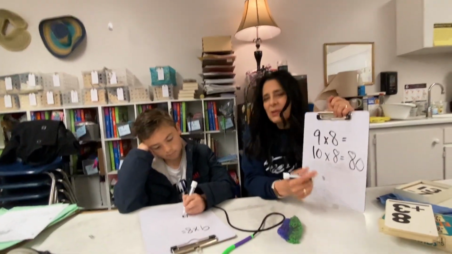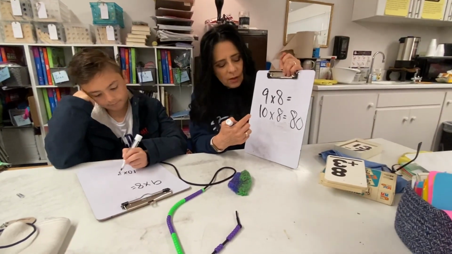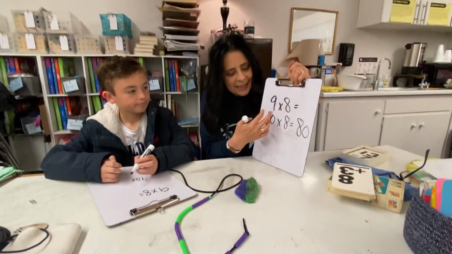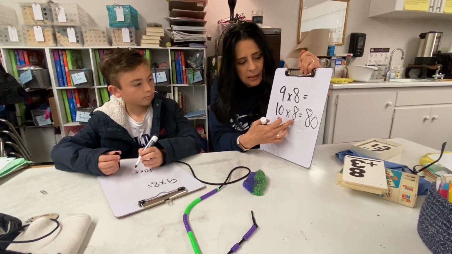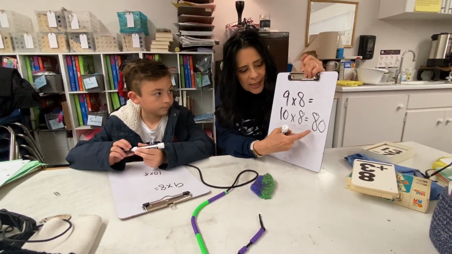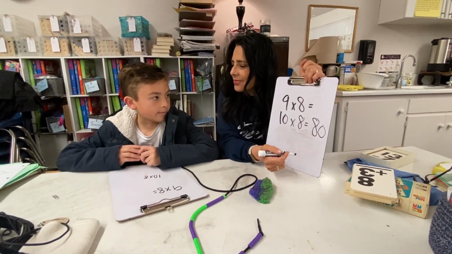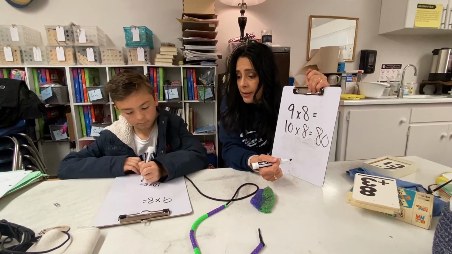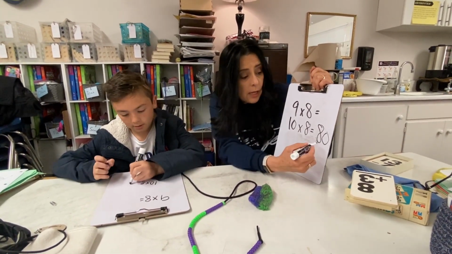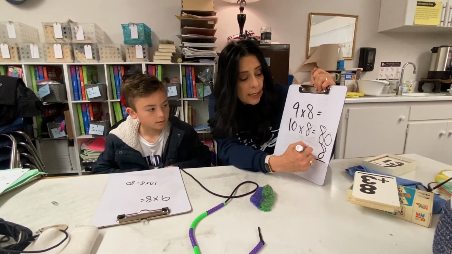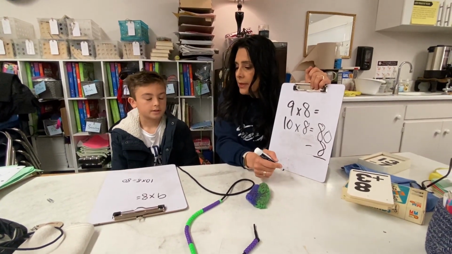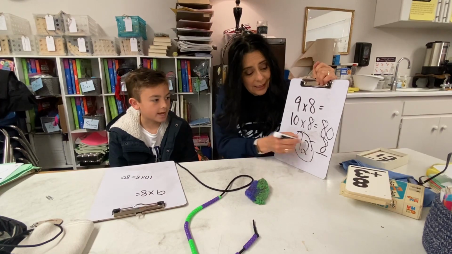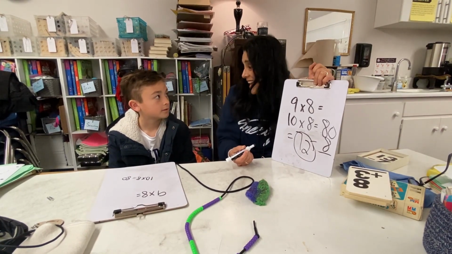But we have too many 8s. We only need 9 8s and we have 10 8s. So how do we need to adjust this 80? We need a minus 8. Now, should we use the beaded number line for that? No. Oh, you know what? Yeah, I know what it is. Okay. 80 minus 8. Go ahead and tell us what that is. 72. And 9 times 8 is 72. That's exactly right.